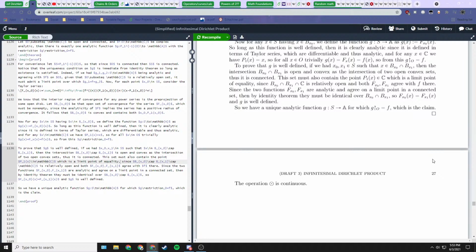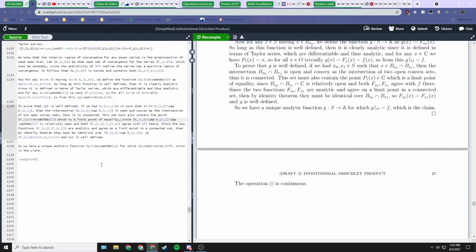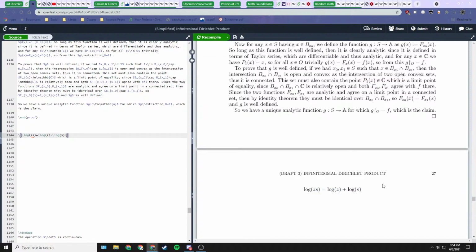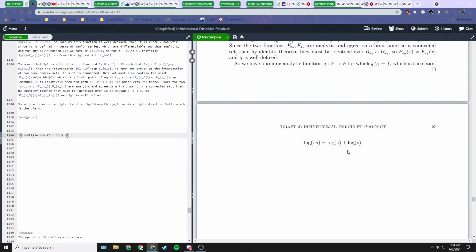For example, I'm going on a tangent here, but normally you want to say something like log of z times s is equal to log of z plus the log of s. Normally you might want to say a claim like that. That's a sort of standard log rule. That only sometimes works. Only sometimes.